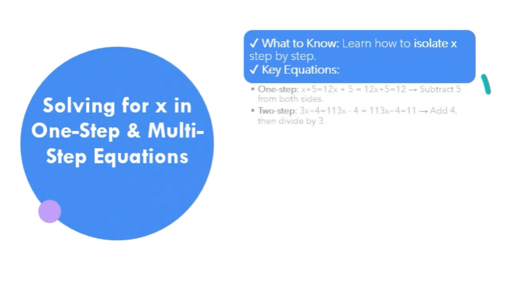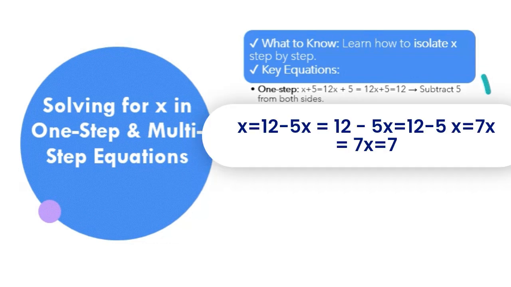Say you have this equation. x + 5 = 12. The question is basically saying, what number plus 5 equals 12? To get x by itself, just subtract 5 from both sides. x = 12 - 5, so x = 7. That's it.